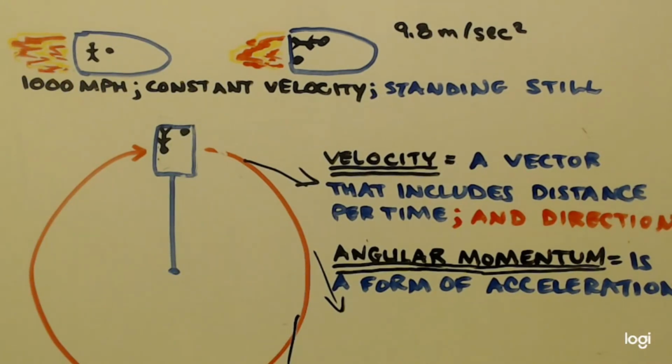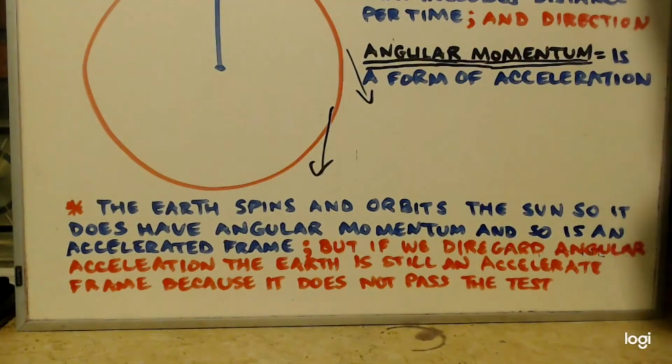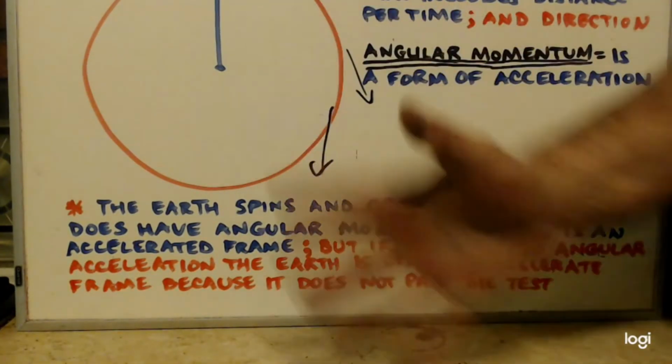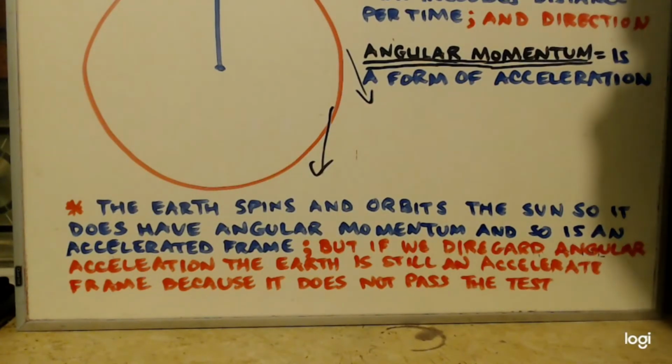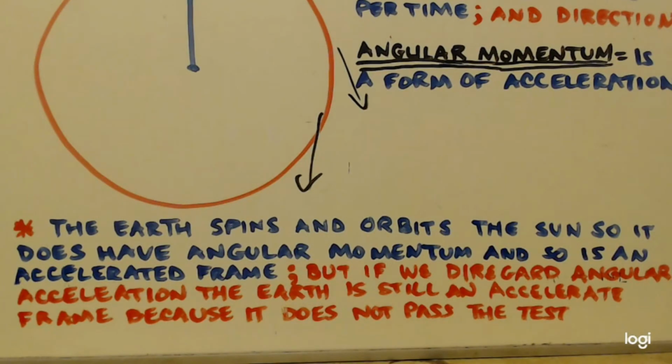So, is the Earth inertial? Earth isn't accelerated. Either way, it doesn't matter. Whether you disregard the orbiting of the sun or not, it's an accelerated frame of reference. The Earth spins and orbits the sun, so it does have angular momentum. And because of that, it is an accelerated frame of reference. But even if we disregard that, because most experiments won't show that spin or that angular momentum, that acceleration.